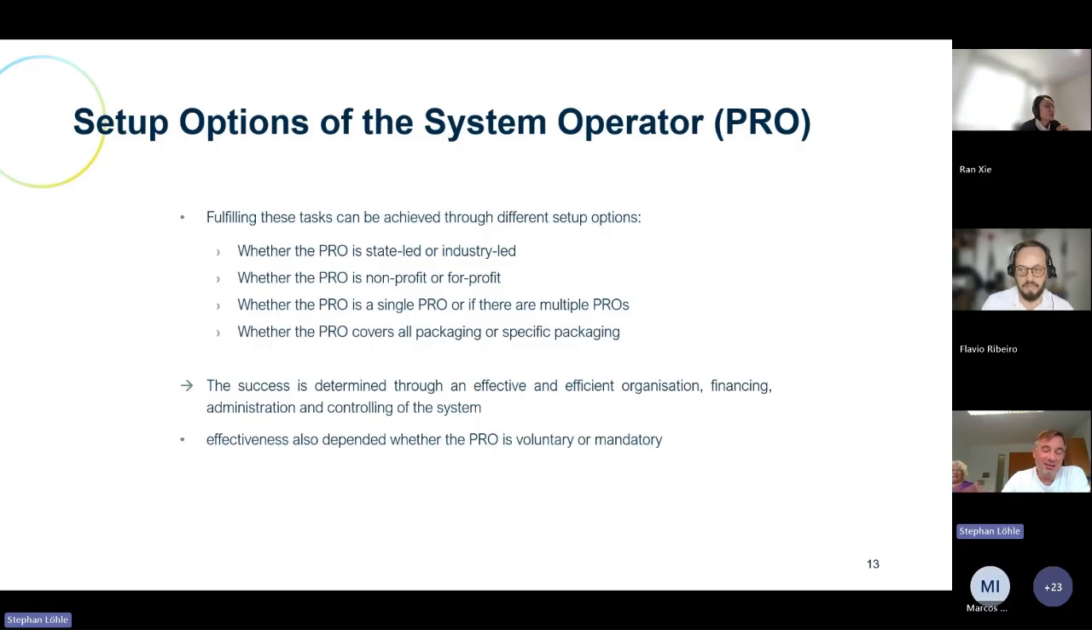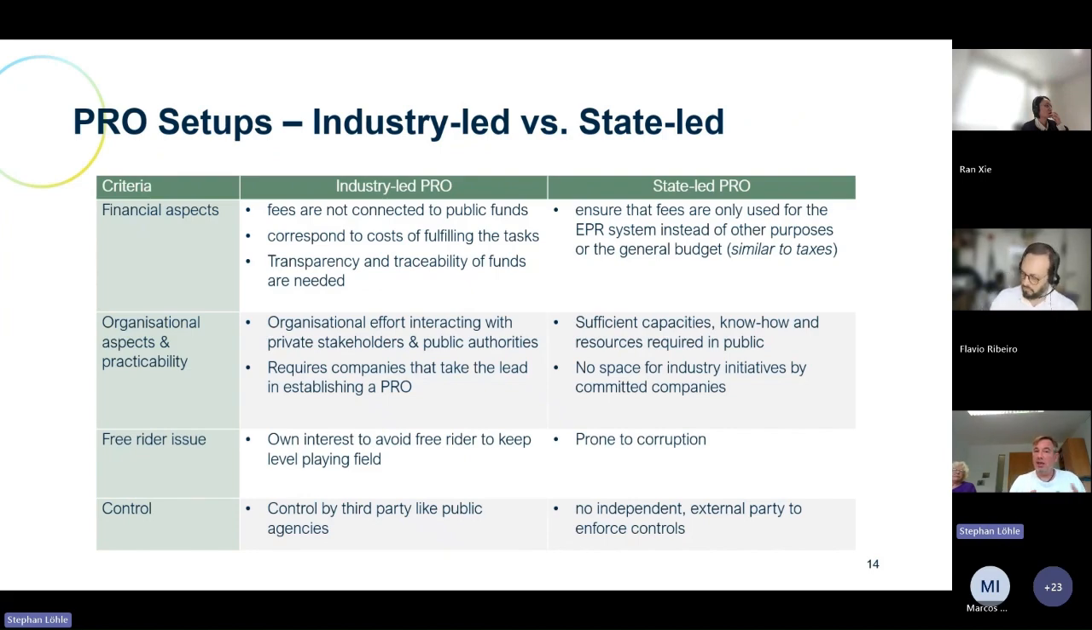So this is one of the major decisions to take, and also to see what results occur from the decision on the setup of the system operator. To give you some guidance in that, we have different comparisons here. First of all, one of the most crucial questions is whether it is an industry-led or a state-led entity. And as a spoiler, most of the time it's an industry-led organization, due to the fact that the obligations are against the private industry and they take it over as their task and their obligation. It makes sense that they also have the power to develop this.